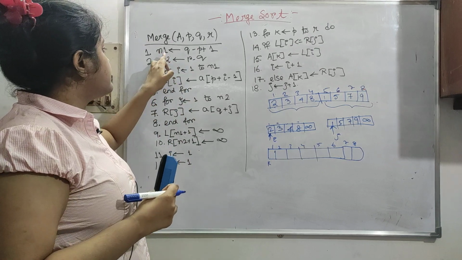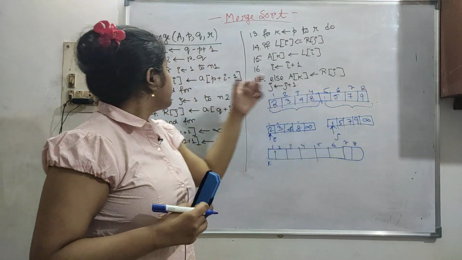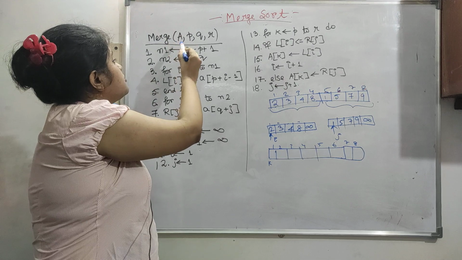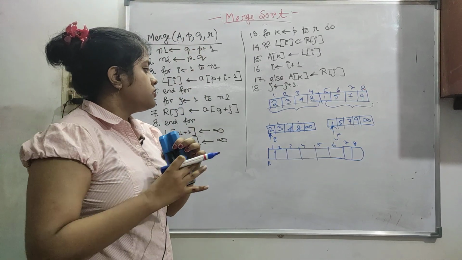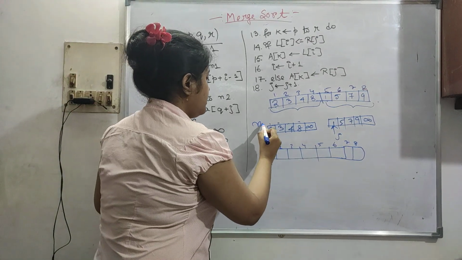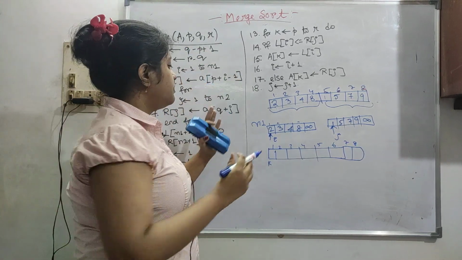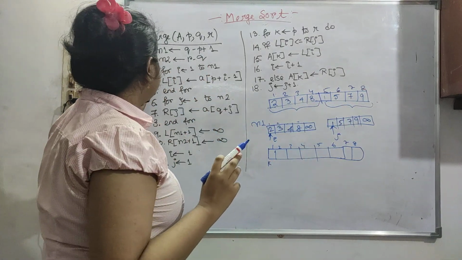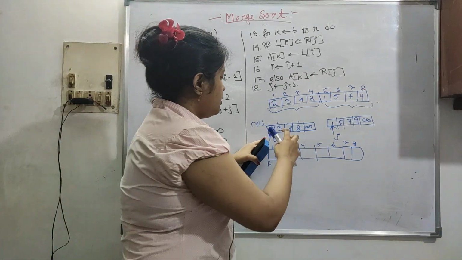There are two lists, N1 and N2. This is the N1 list and this is the N2 list. First of all, I missed the merge procedure. A is the array, and there are 3 pointers P, Q and R. N1 will contain Q minus P plus 1, the first part, and N2 will contain R minus Q, the last part. For I, this is our pointer I, which is pointing to the first list N1.